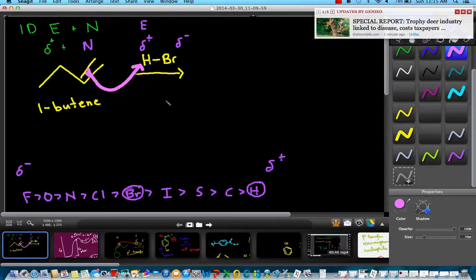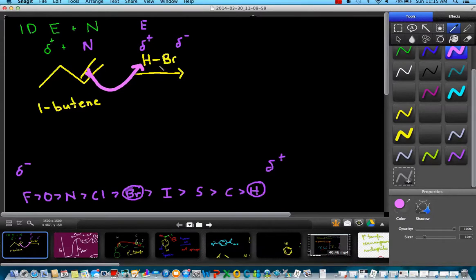Anything else happen? Yeah, you're going to break the bond between the H and the Br. So how do I push that arrow? You draw an arrow from the bond to the Br. A double-headed. Now, I want to say a couple of things.